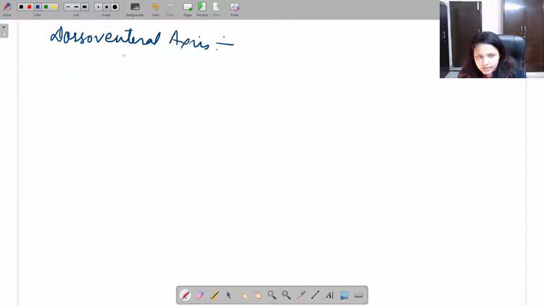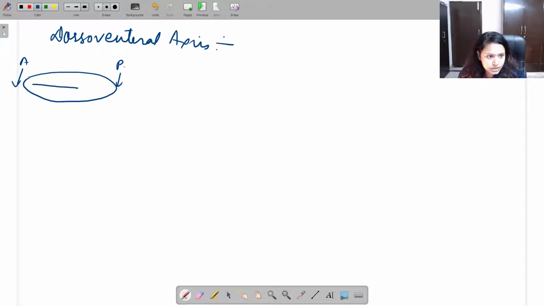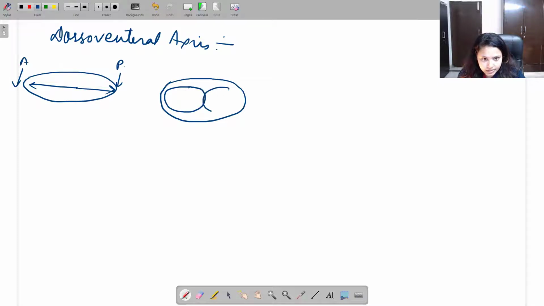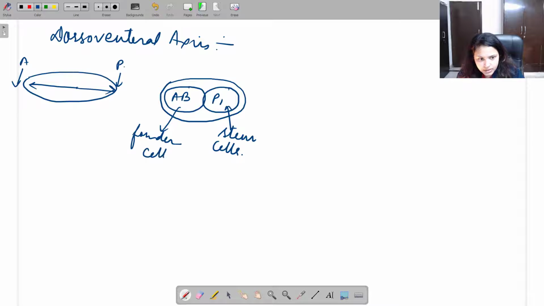Dorsoventral axis. So in this dorsoventral polarity, let's see first. This is the fertilized ovum, and here this is the posterior part and this is the anterior part. And if you see the distance between posterior and anterior, what happens? First division occurs, first cleavage occurs, and in the first cleavage you can easily see two different cells, and this cleavage is horizontal. So this is your AB cell and this is P1. Okay, so P1 is known as the stem cell when the first cleavage occurs, and this is known as the founder cell.